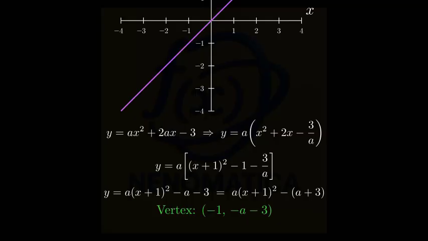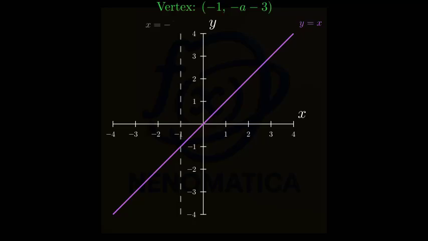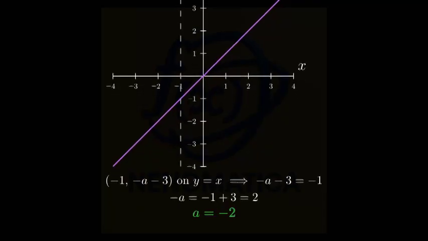Notice the x-coordinate of the vertex does not depend on a, it is always -1. That means the vertex always lies somewhere on the vertical line x equals -1. Step 3. Use the condition that the vertex lies on the line y equals x. The vertex coordinates are -1 and -a minus 3. On the line y equals x, the y-coordinate equals the x-coordinate, so -a minus 3 equals -1. Solve for a. -a equals 2, so a equals -2.